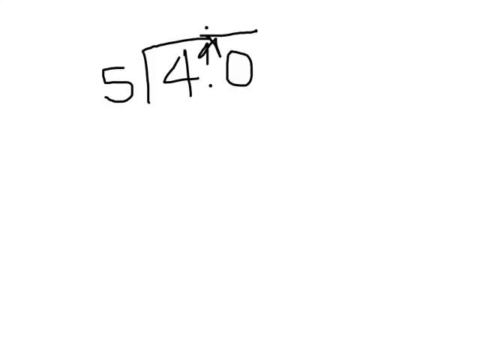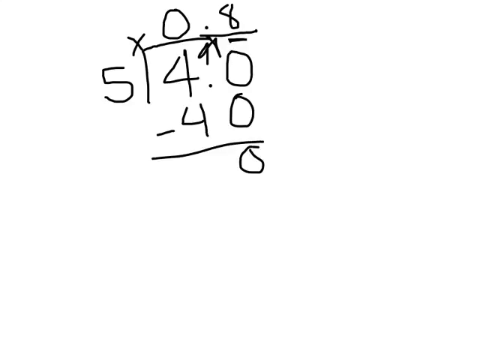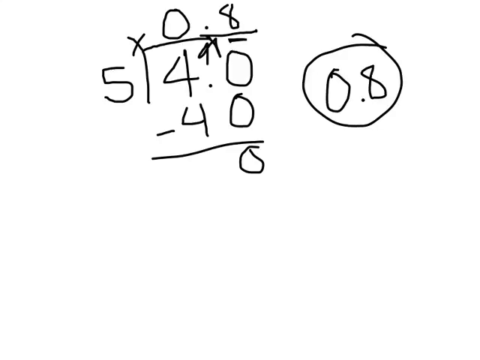Does 5 go into 4? No, it does not. Does 5 go into 40? Yes. How many times does 5 go into 40? 5 goes into 40 8 times. What's 8 times 5? 8 times 5 is 40. When I subtract, there's nothing left over. So the correct answer, 4 divided by 5, is 8 tenths.